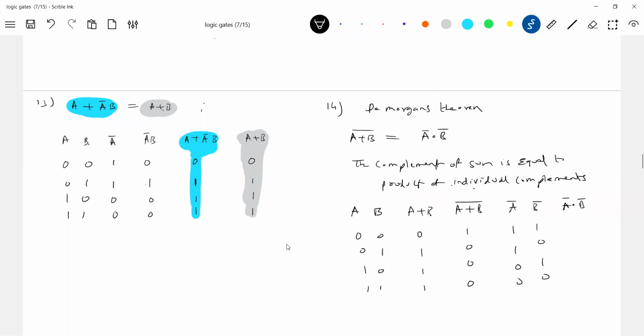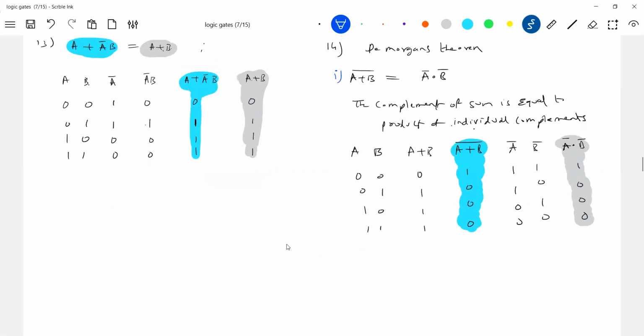A dot 1, 1 dot 1 will be 1, 1 dot 0, 0, 0 dot 1, 0, 0 dot 0. So look at these two columns again. Is it justified writing (A plus B) complement is equal to A complement dot B complement? There's De Morgan's theorem, the first theorem it is. So the complement of a sum is equal to the product of individual complements.